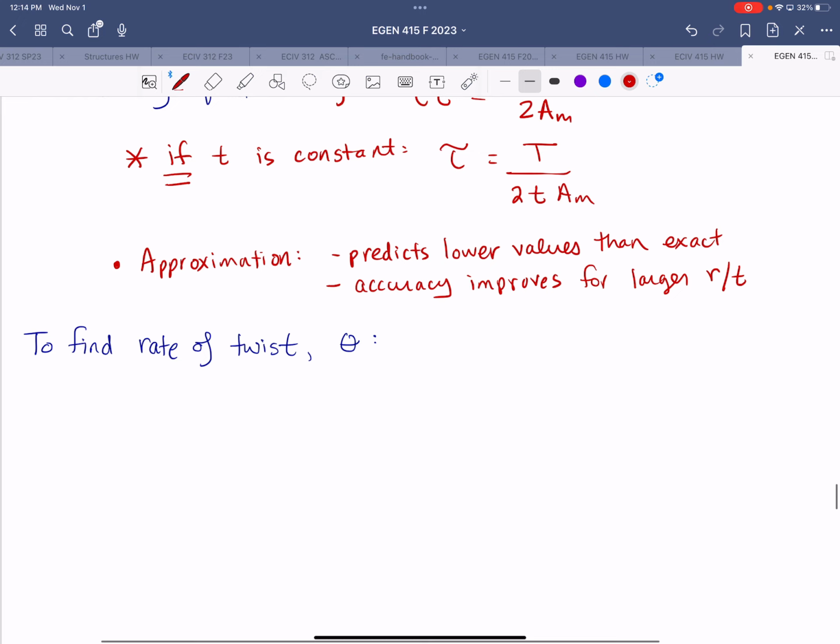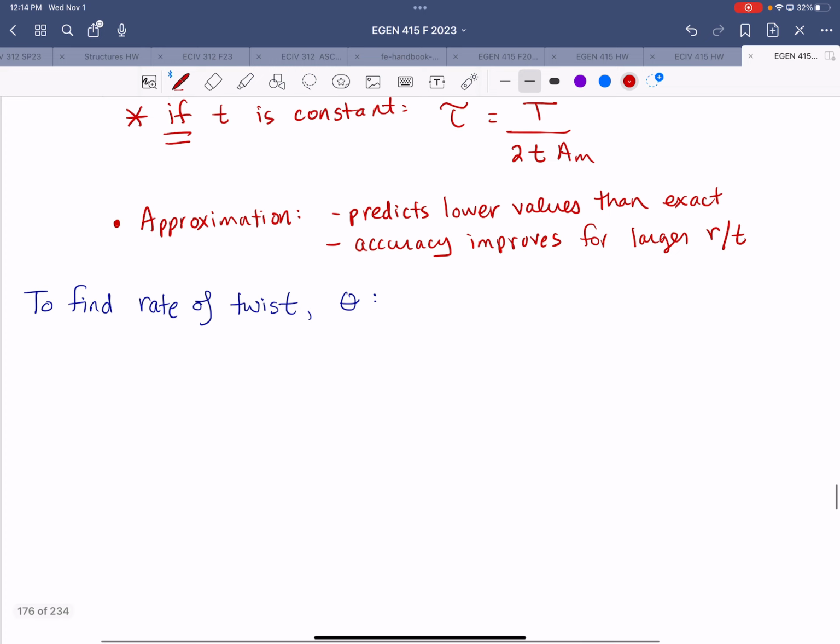All right, so to solve problems, it's of interest to know the rate of twist theta. Because remember, similar to previous lectures with the open thin-walled sections, how we said that rate of twist is going to be the same for every segment and the entire cross-section. It's not going to change. That's the same is going to hold true for these sections. So if we can relate the rate of twist to everything, then that's going to help us solve our problems.